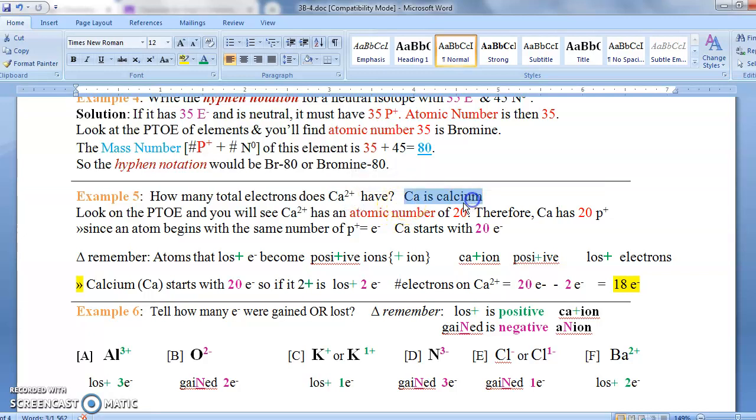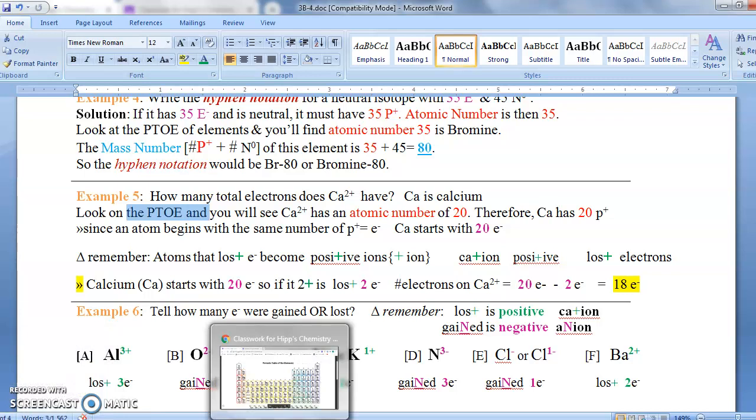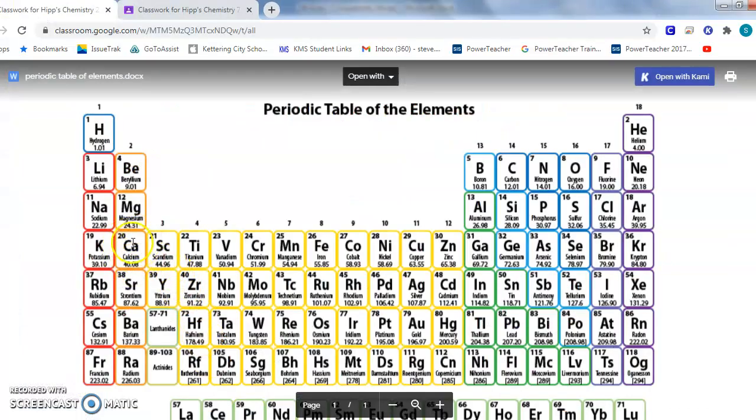Ca is calcium. We need to know that. How many total electrons does Ca2+ have? Well, in order to do this, we would need a periodic table of elements. If we look on a periodic table of elements, we would find calcium right over here.